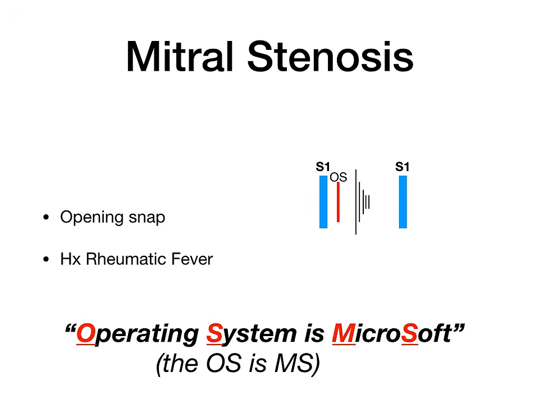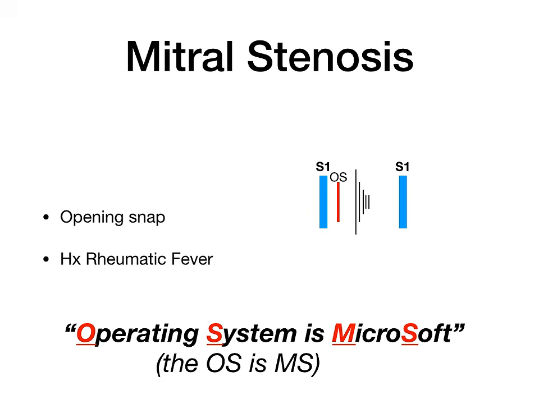It has what's called an opening snap. That's super high yield, and we'll come back to that in 1 second. But again, we're talking about the mitral valve here. So anytime a patient has a history of rheumatic fever, think rheumitral. It's always going to be the mitral valve more often than not.